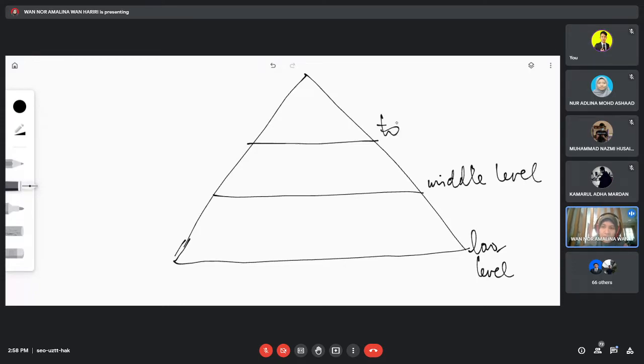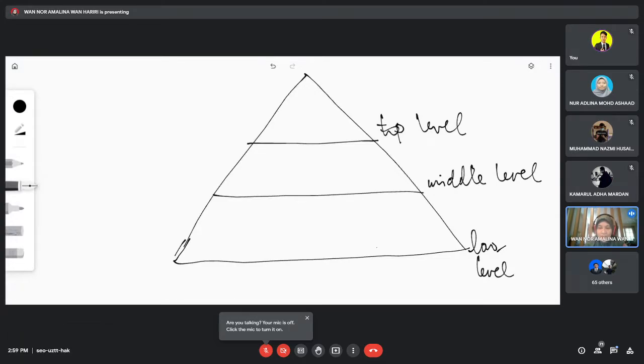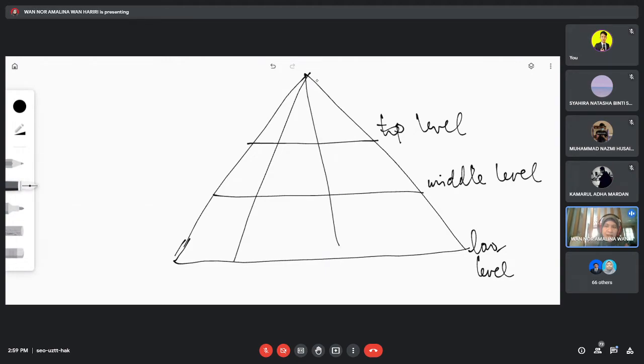And this is the top level. Kenapa triangle? Can somebody answer kenapa triangle? They represent manusia kan? The number of people in the levels, right? So we have the top level, middle level, and the low level, and it applies in all business units that exist in the organization. Saya rasa mungkin you belajar juga dalam ISP500 before, yeah.